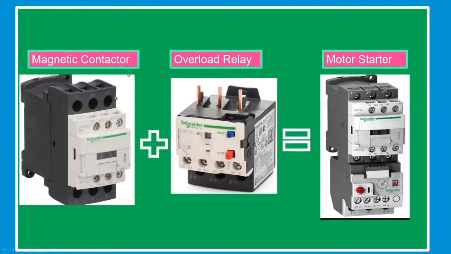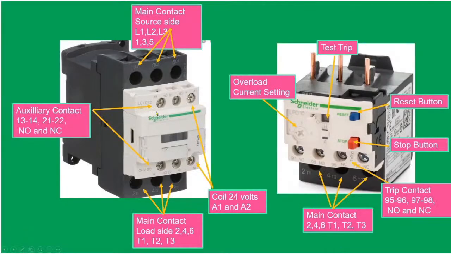Now, this is the magnetic contactor, this is the overload relay, and this is the compact motor starter. This is the magnetic contactor: line 1, line 2, line 3. The main contact source is line 1, line 2, line 3, or 1, 3, 5. On the other side, it's also main contact, but this one is the load side, 2, 4, 6, or T1, T2, T3. This is the coil, 24 volts, A1 and A2. If we put source here, the plungers will move down, passing the current from line 1 to T1. Next, the auxiliary contact. We have 13 and 14, and 21 and 22. We have normally open and normally closed.